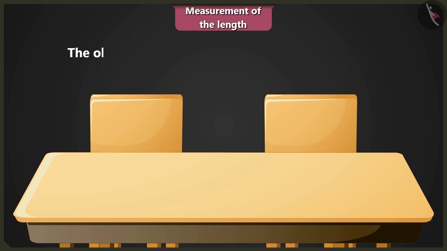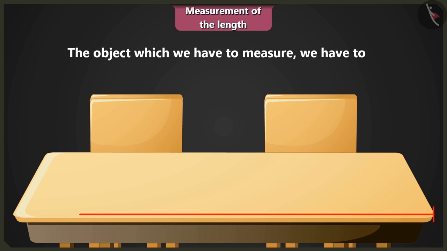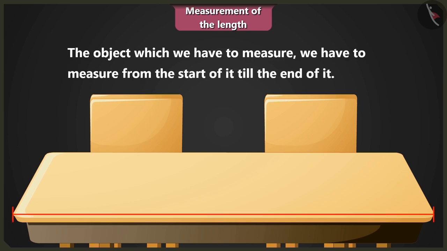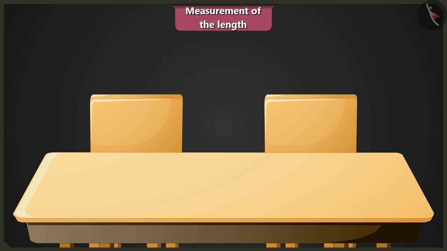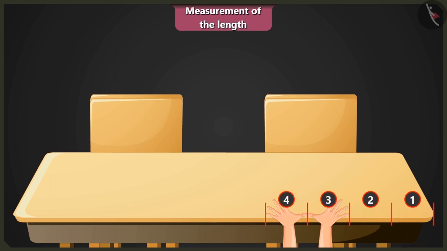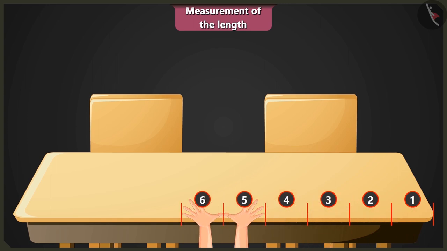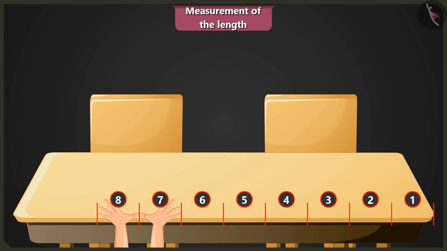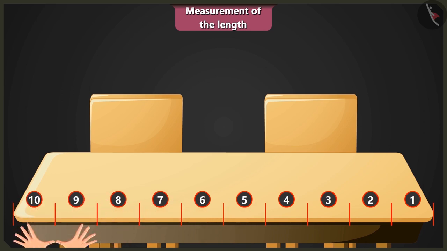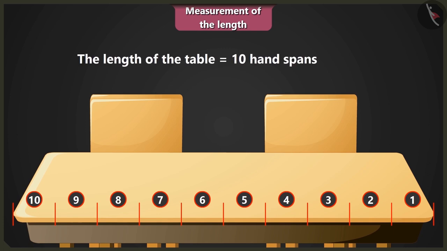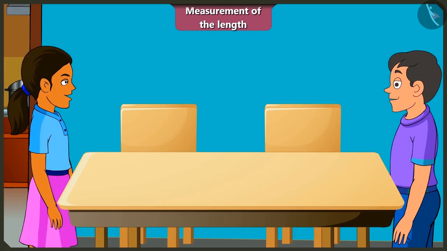Look, when you have to measure the length of an object, you measure from one end to another end of it. You have to measure the length of this table from here till here. Okay, I have understood. Then 1, 2, 3, 4, 5, 6, 7, 8, 9, and 10. The length of this table is equal to 10 hand spans of my palm. This is the correct measurement.